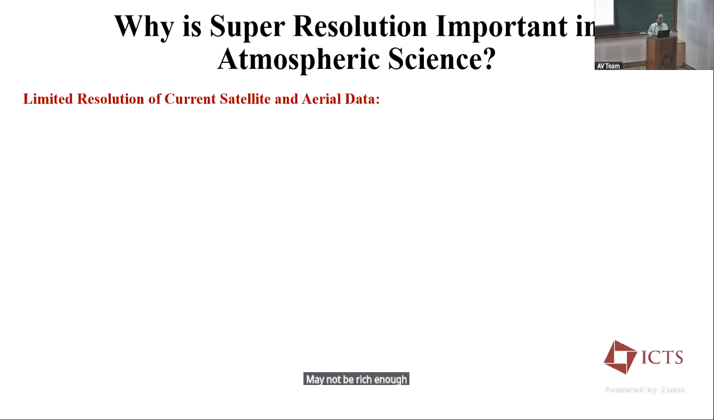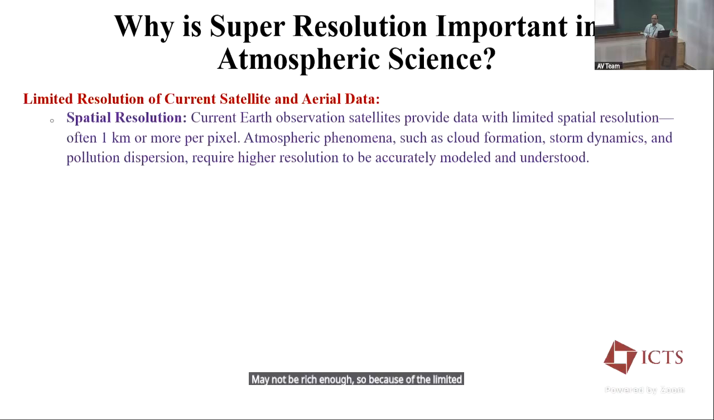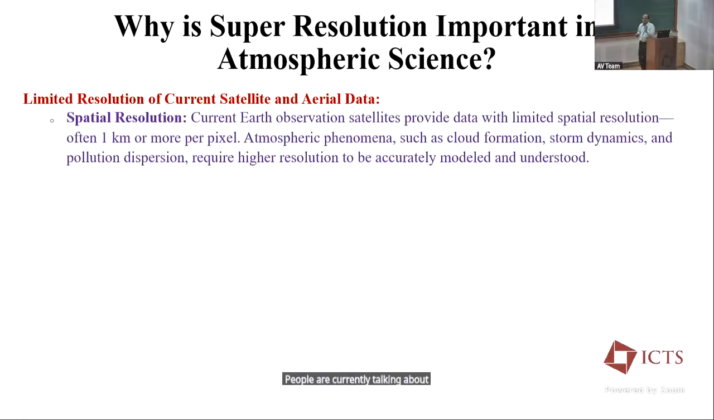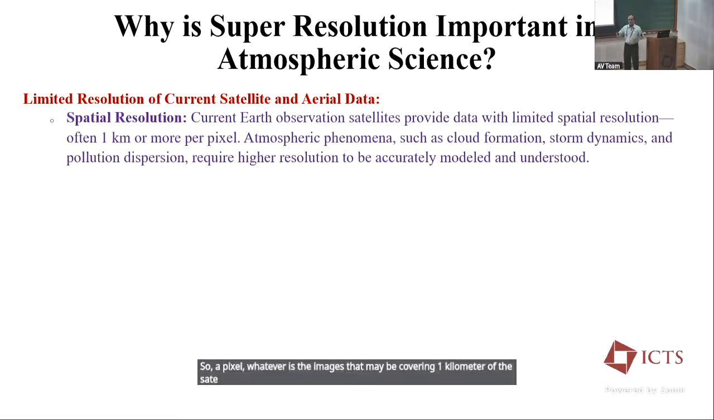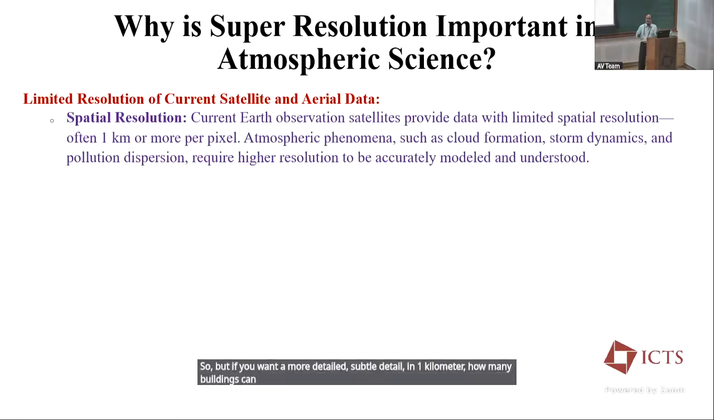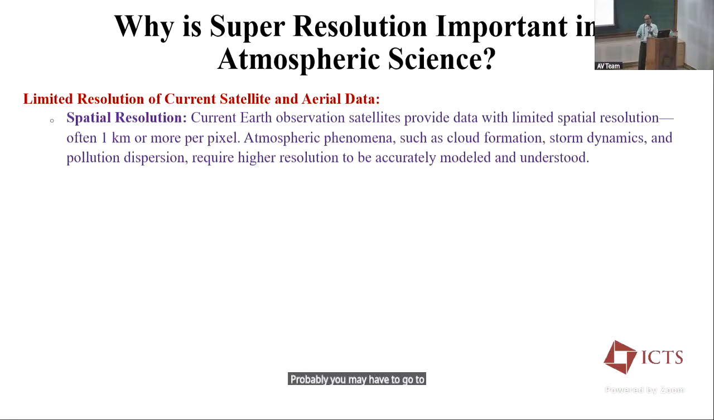Because of the limited spatial resolution, people are currently talking about a pixel covering 1 kilometer. So a pixel of the satellite image may be covering 1 kilometer. But if you want more subtle detail, in 1 kilometer, how many buildings can there be? Can be many buildings. If you want subtle detail, you may have to go to half a kilometer, even less than that, and get the finer details.